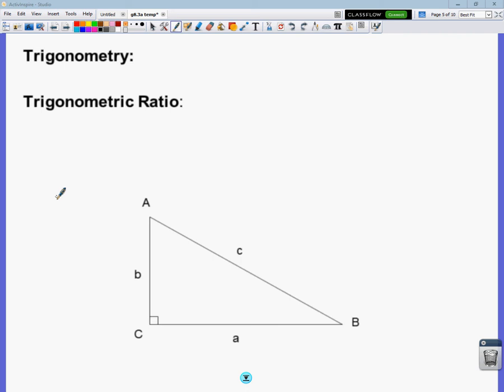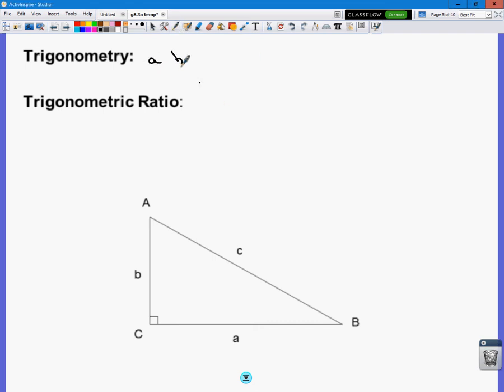It's used in astronomy. We have no way to get in our car and measure the distance from the Earth to the moon, do we? But we can use trigonometric ratios to find those lengths. So it's used in a lot of different areas that people just wouldn't think of. So, first off, let's talk about what trigonometry actually means.